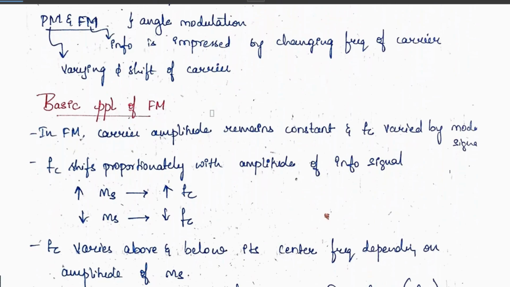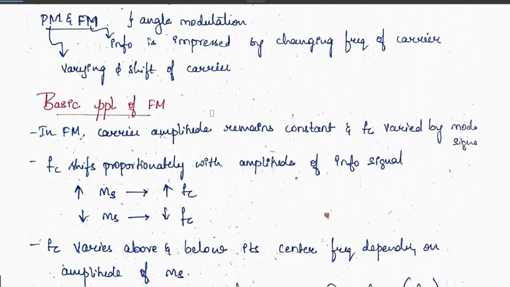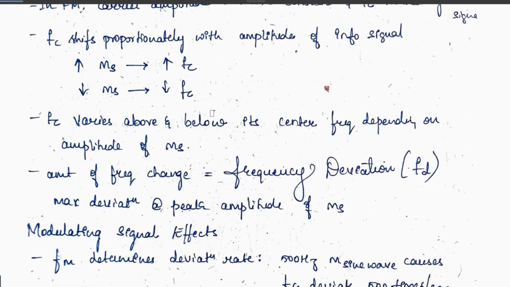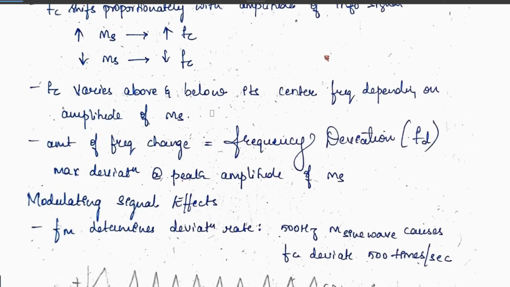Basic principles of FM. In the FM carrier, which is the first topic, the carrier amplitude remains constant and fc varies with the modulating signal. fc shifts proportionally with the amplitude of the information signal. That is, if the modulating signal increases, the frequency of the carrier also increases. If the modulating signal decreases, the frequency of the carrier decreases. fc varies above and below its center frequency depending on the amplitude of the modulating signal. The amount of the frequency change is called the frequency deviation, that is fd.